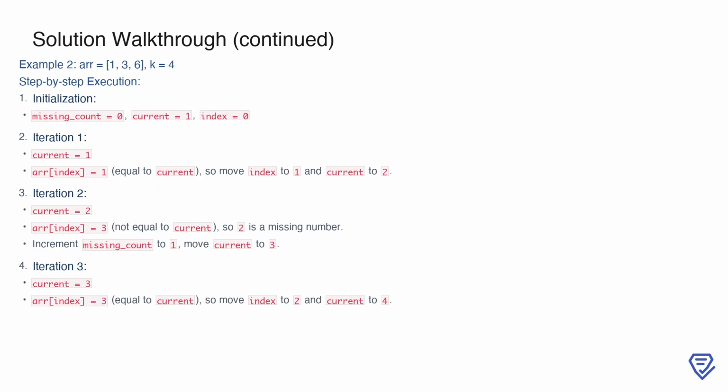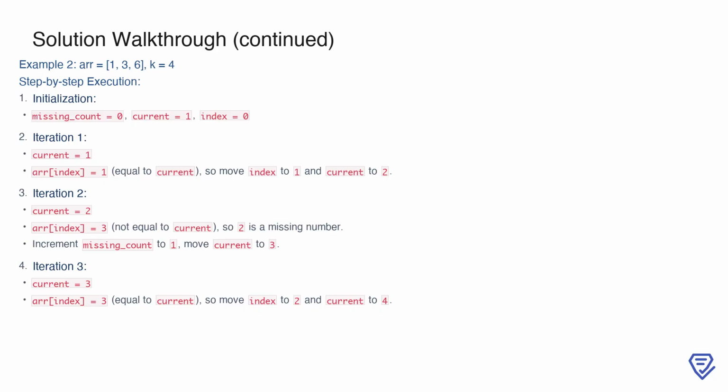For the second example, we are given the array 1, 3, 6, and k equal to 4. We start with the same initialization: missing_count is 0, current is 1, and index is 0. In the first iteration, current is 1, which matches the array value at index 0. This means 1 is not a missing number, so we move index to 1 and current to 2.